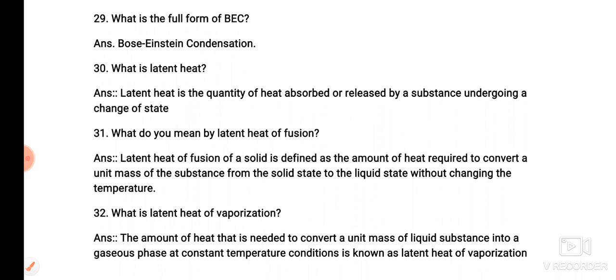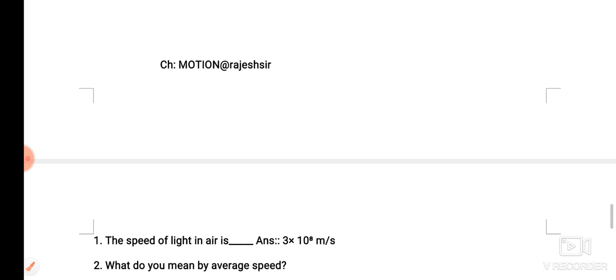Next, what is latent heat of evaporation? The same only, the amount of heat required to convert a unit mass of liquid into gaseous phase at constant temperature is known as what? Latent heat of evaporation. The amount of heat required to do that. Okay. Next, let us see some questions from the motion chapter.